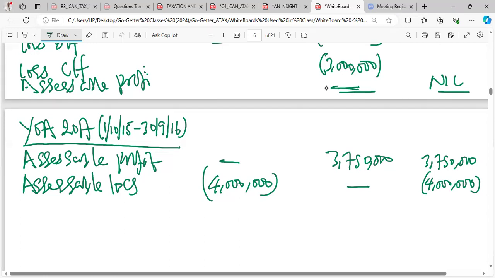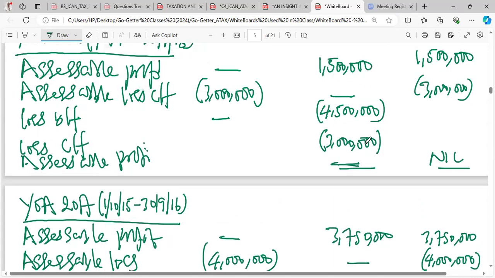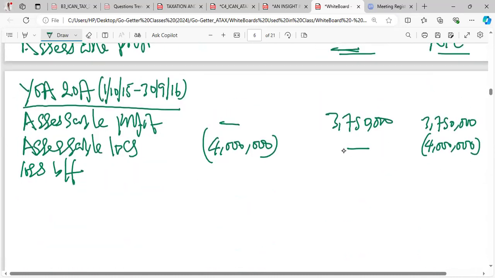Then we have loss brought forward. Loss brought forward here is this 3 million. So you come here, 3 million. Can as well bring the 3 million here.